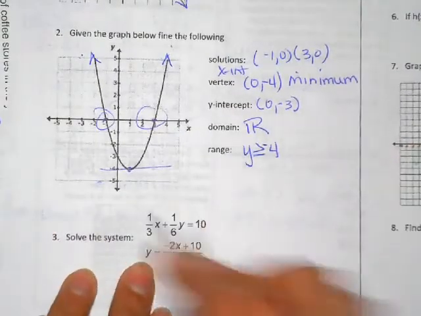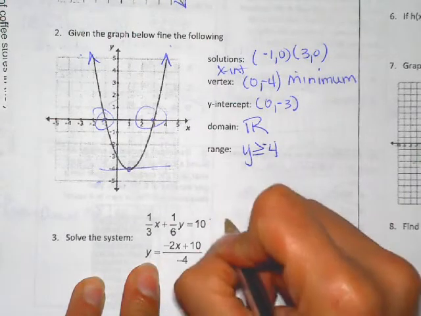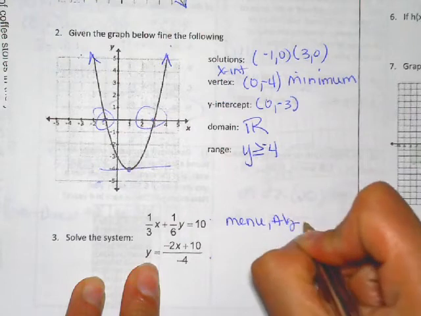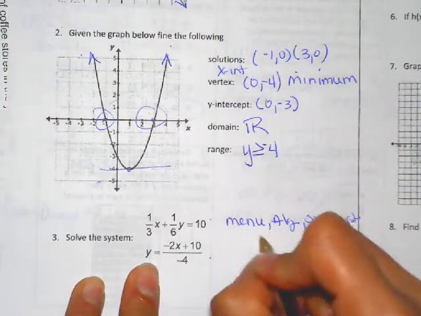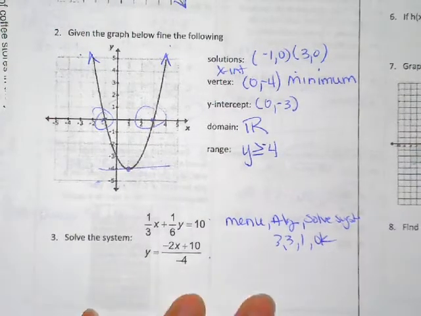Alright, system. That means we're going to have two equations, and you can go to a calculator, do menu, algebra, solve systems, okay, or menu 3, 3, 1, okay. So menu 3, 3, 1, okay, in a calculator page.